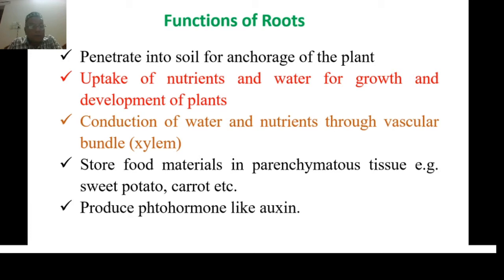And finally, roots produce some hormones like the auxin group. In the auxin group, indole acetic acid and indole butyric acid can be synthesized or produced by the roots.